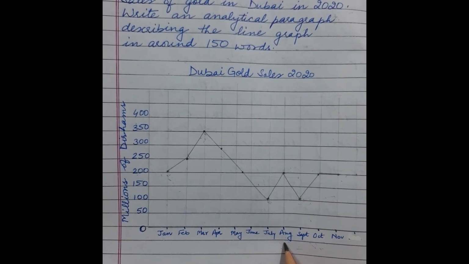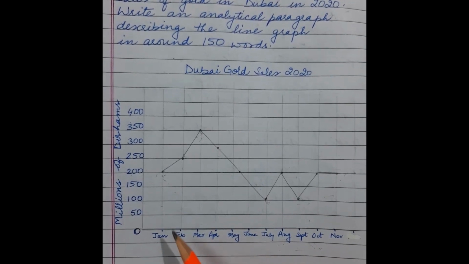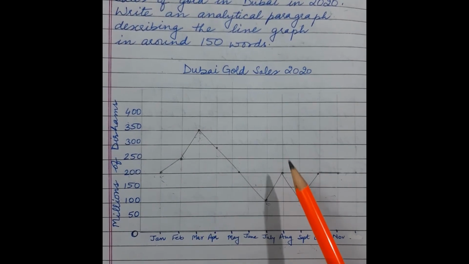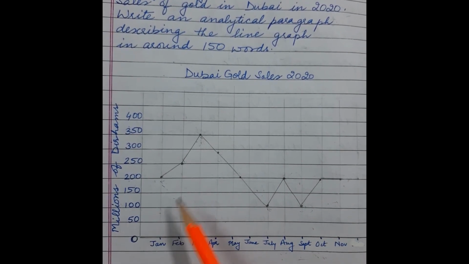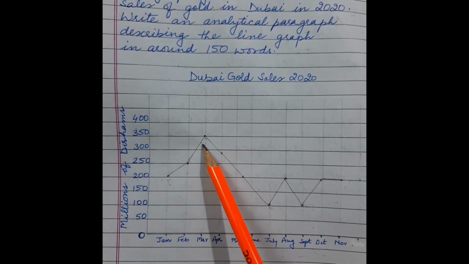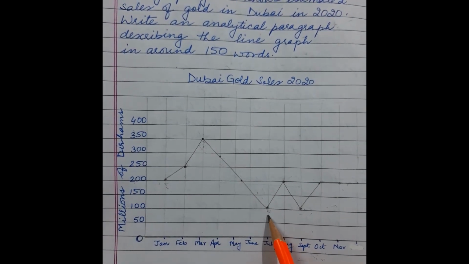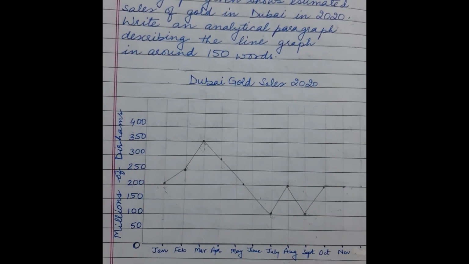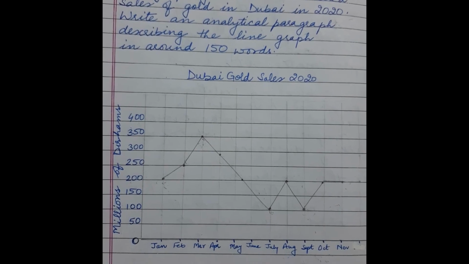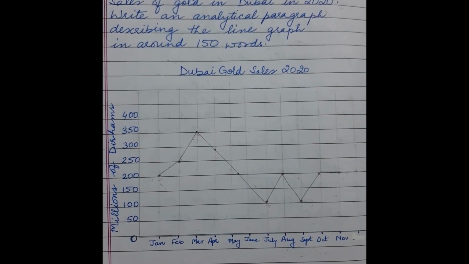After it, the conclusion. In a nutshell, the estimated gold sales fluctuated in 2020. The sales were the highest in the month of March and the lowest in the months of July and September. Okay, by writing this, we have concluded our line graph also.